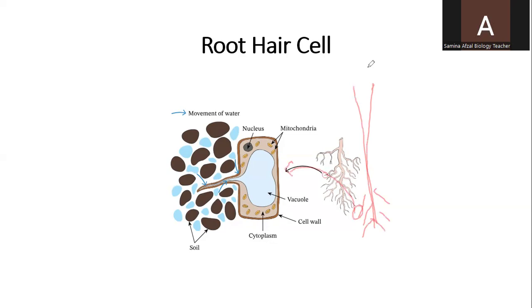Cell wall is there, and next to the cell wall, the cell membrane is also present, and then next to the cell membrane, cytoplasm is enclosed inside the cell membrane and outside the vacuole. Nucleus is also present to control all the activities, and mitochondria to provide energy for the process of active transport. Water is moved in by the process of osmosis.